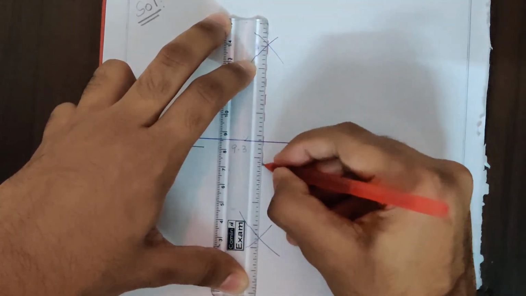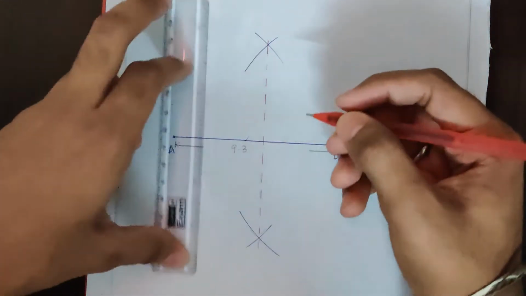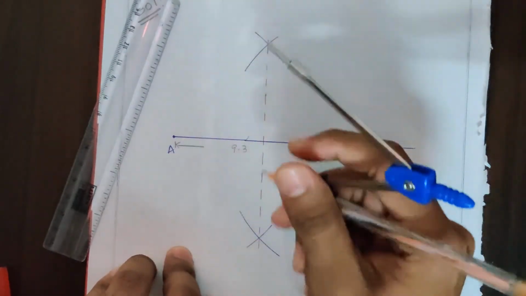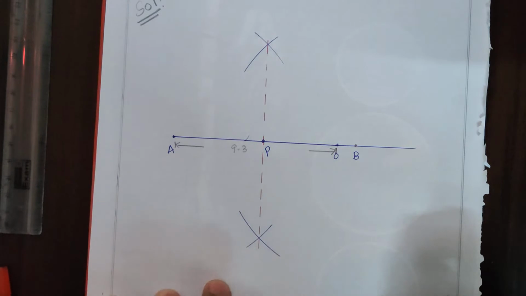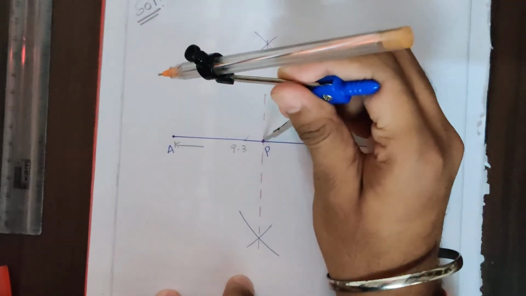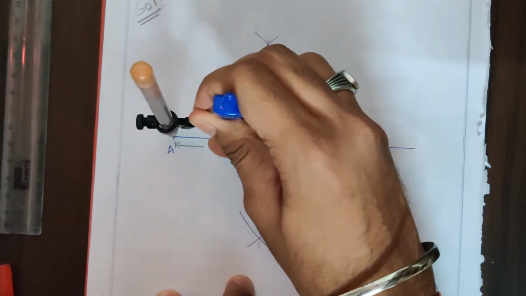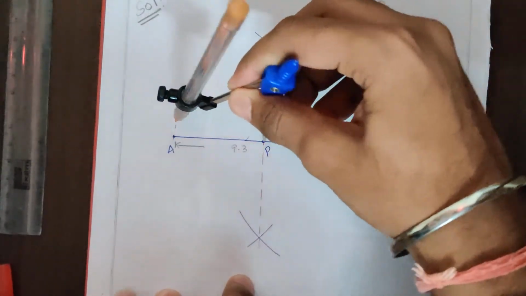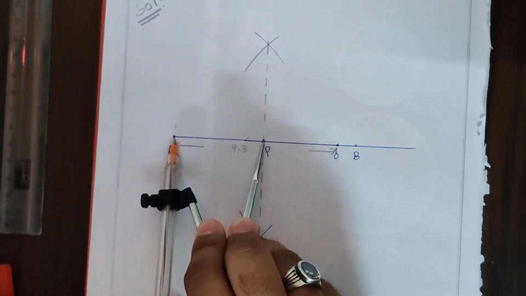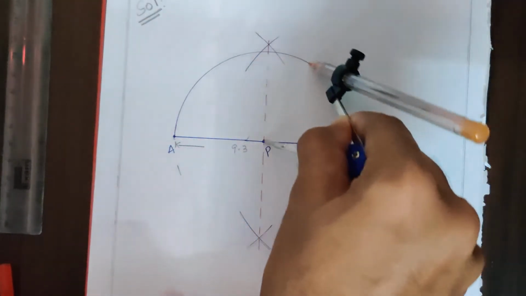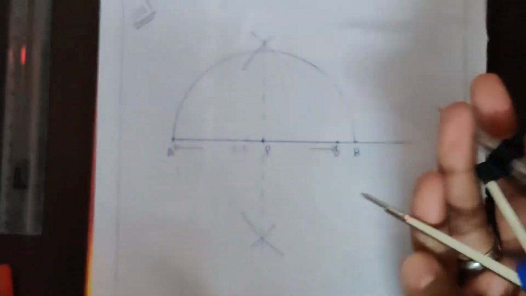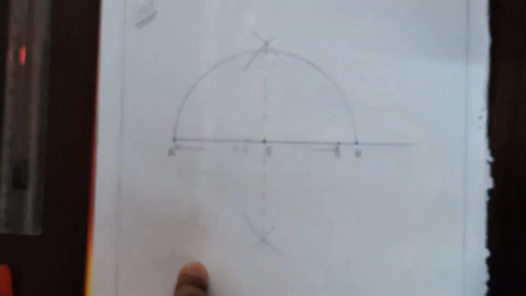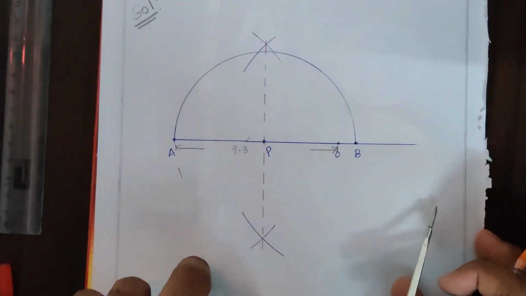Now we are joining the intersection point. Let's take this point as P. Now considering P as center, take a radius equal to AP, this much distance, and draw a semicircle which touches point B also. So this way we have drawn a semicircle.